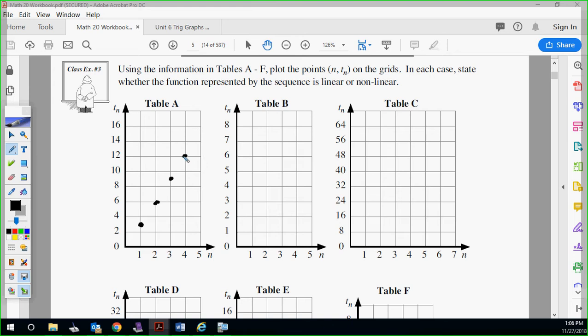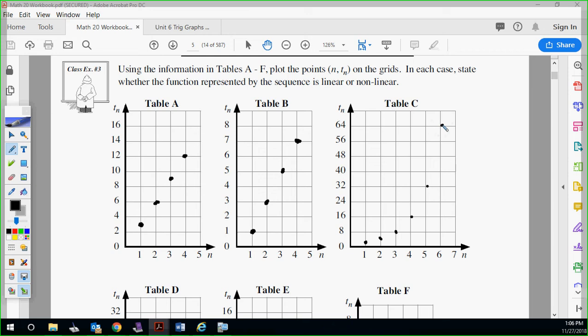Table B was 1, 1, 2, 3, 3, 5, 4, 7. Again, linear there because arithmetic. Then you look at C. C is interesting. 1 was at, what, 2? Yeah, 2, 4, 8, 16, 32, 64. So you see how it takes off there with an exponential look. It's got curvature. Okay?